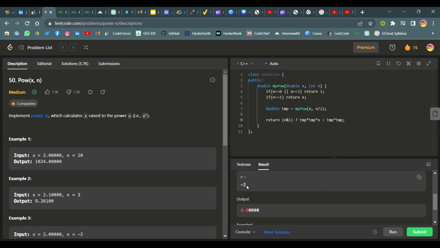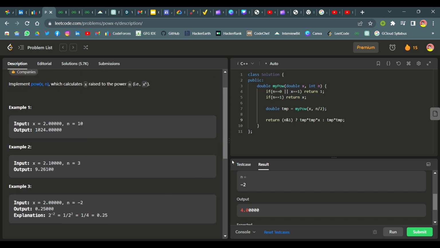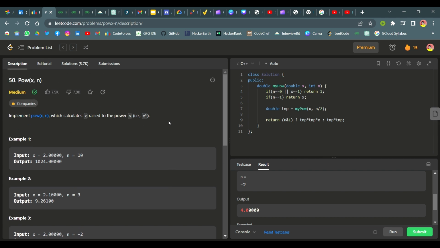So it fails for n equal to minus 2. So basically n should be good enough to take negative and positive both numbers. So we just need to take care of that. So if n is less than 0, what will happen? Any negative power just inverts the number. So if we just make x equal to 1 by x, or maybe 1.0 by x, the power becomes positive. Now we can consider n as positive itself, so absolute value of n, and the remaining things remain the same.